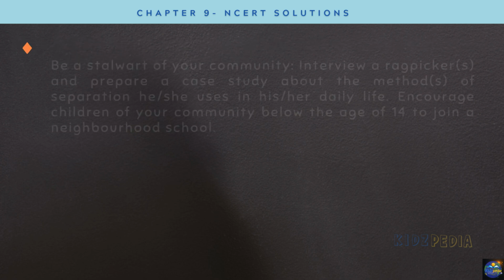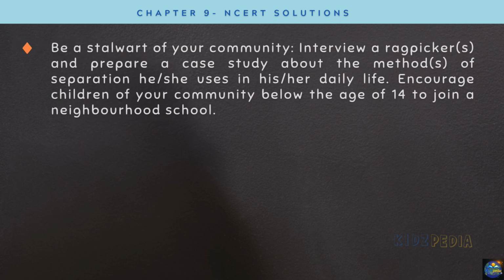Next one, be a stalwart of your community. Interview a rag picker and prepare a case study about the methods of separation he or she uses in his or her daily life. Encourage children of your community below the age of 14 to join a neighborhood school. Stalwart means a person who is strong, responsible and always ready to help others.